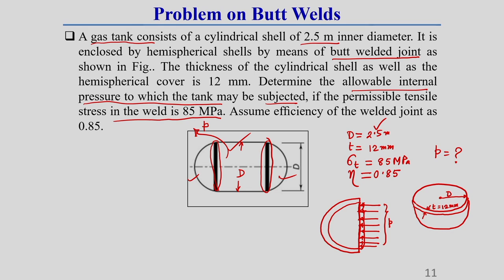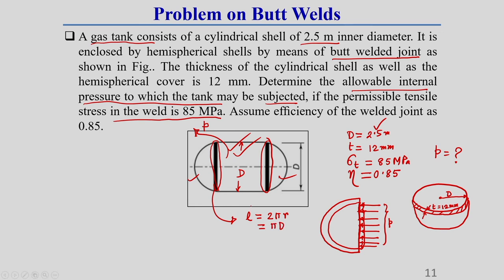Now, you see the periphery of this hemisphere and inner cylinder is subjected to welding. So what is the total weld length here? First of all, we will find out the total weld length of one hemisphere connecting with this cylinder. The length of the weld, which is made to connect the hemisphere with this cylinder, will be 2 pi into radius of this hemisphere, or you can say pi into d.